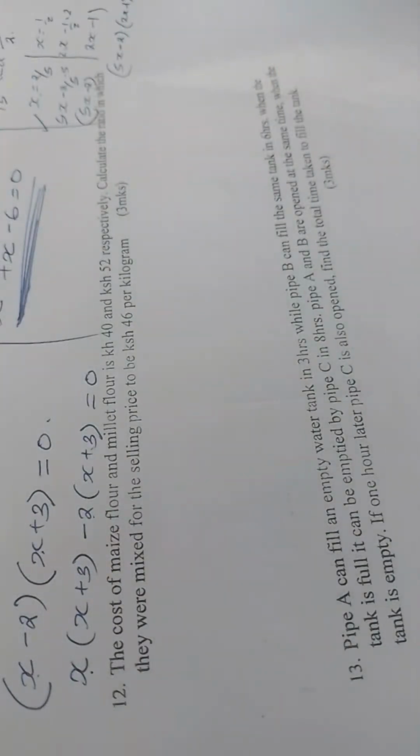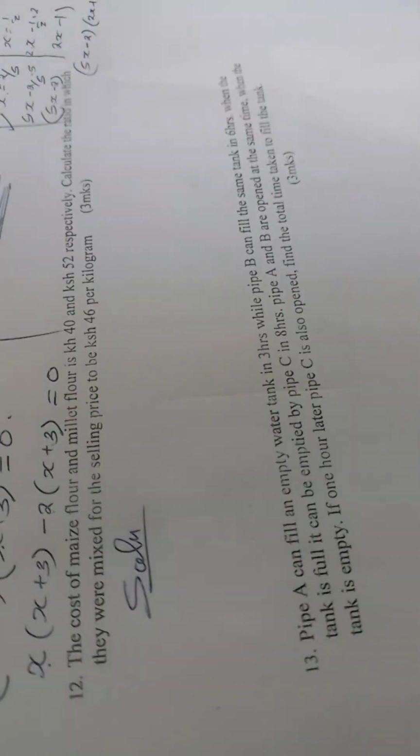Question number 12. The cost of a maize flour and a millet flour is 40 shillings and 52 shillings respectively. Calculate solution for this.